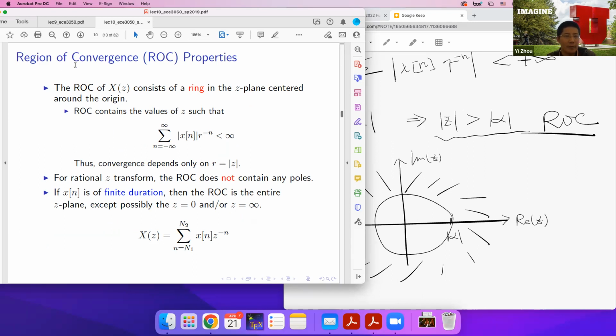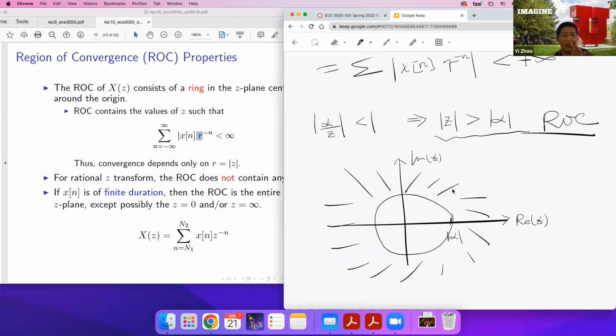And the ROC of Z transform has many basic properties. Like the first one, we have already observed that the ROC is always a ring type centered around the origin. By the convergence criterion, because this criterion only involves the magnitude of Z, the ROC will only depend on the magnitude, not the phase. So that's why the ROC always corresponds to a ring type. It's either a circle or a ring.